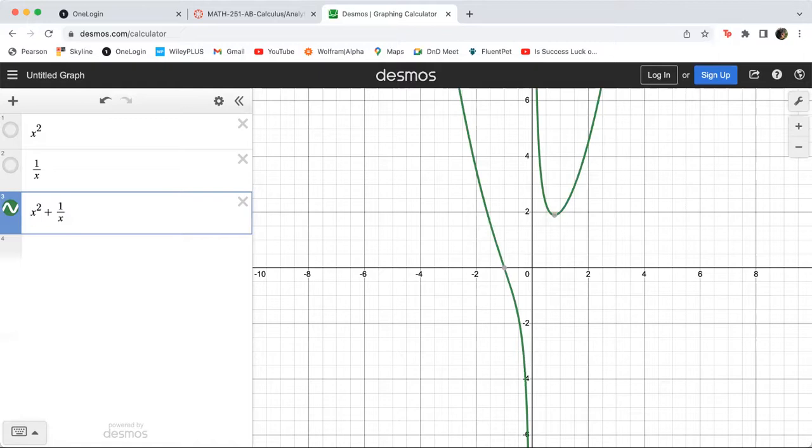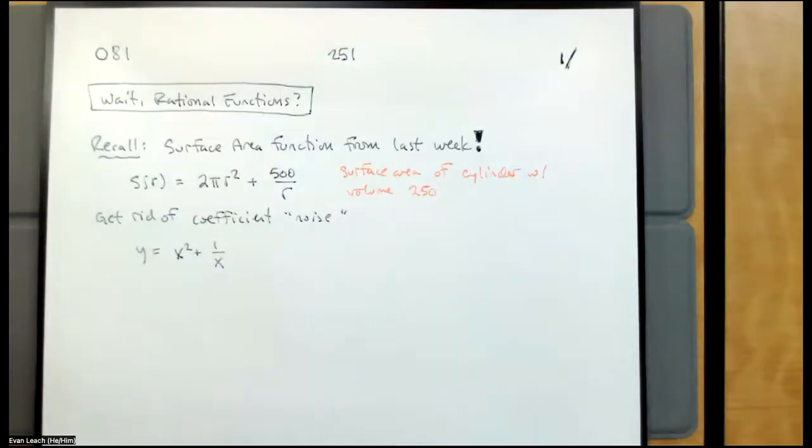So I just want to look at x squared plus 1 over x. Here's what we want to look at with this x squared plus 1 over x. Depending on the values of x, one of these terms is way more important than the other to the value of the function.